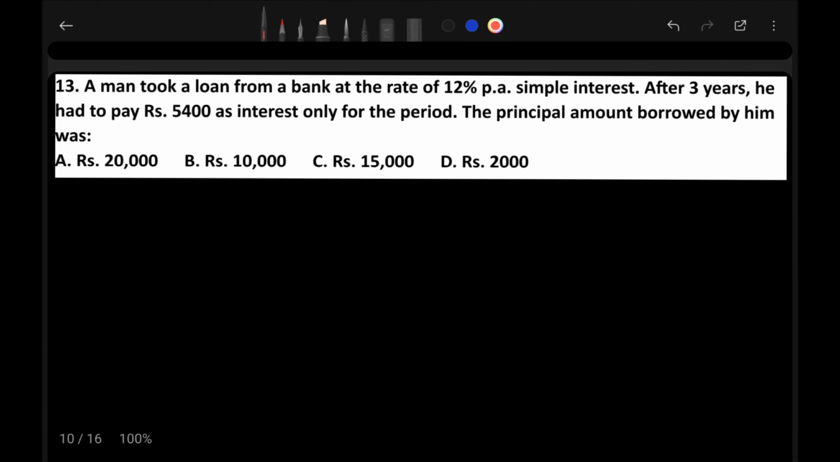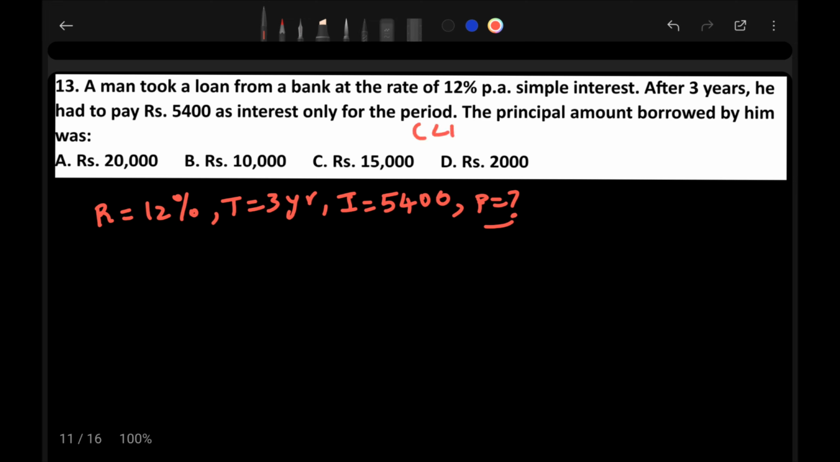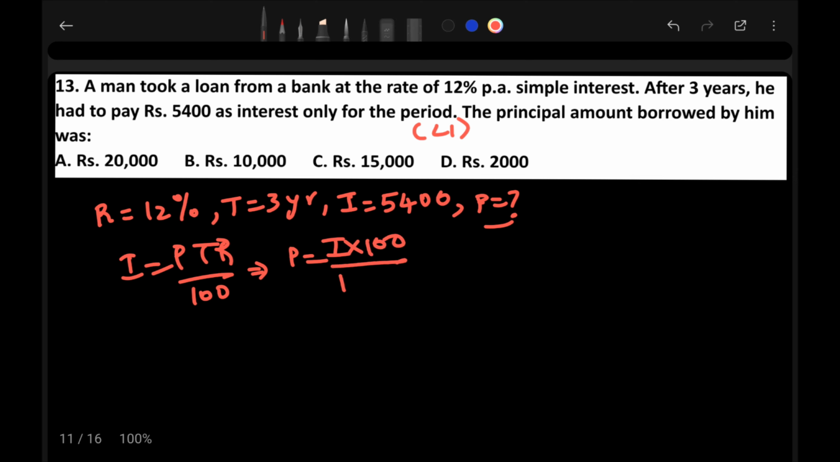A man took a loan from a bank at a rate of simple interest of 12%. After 3 years, he had to pay rupees 5,400, that means the extra amount, interest. We need the principal amount. This is a level 1 problem, simple substitution. We know the formula I equals PTR by 100. From this, principal amount is I into 100 by T into R.